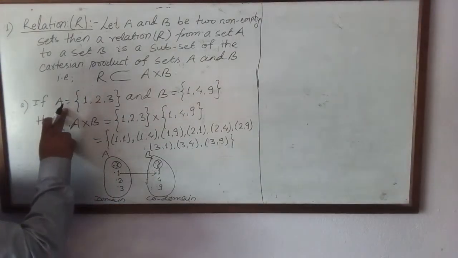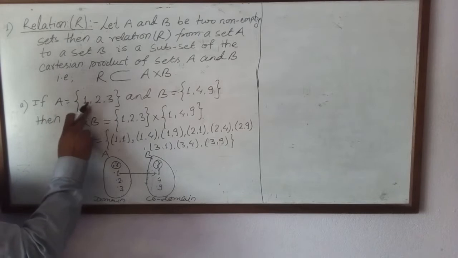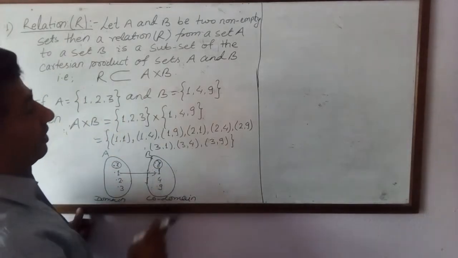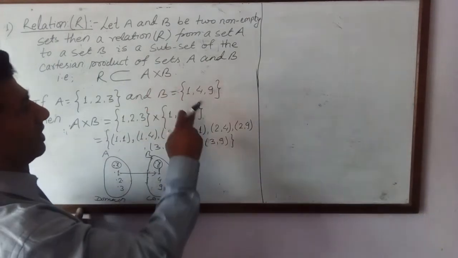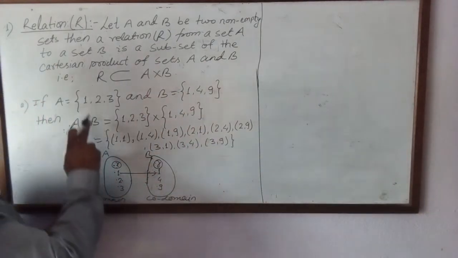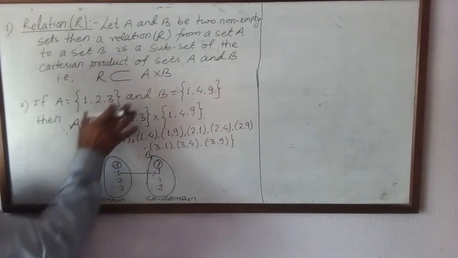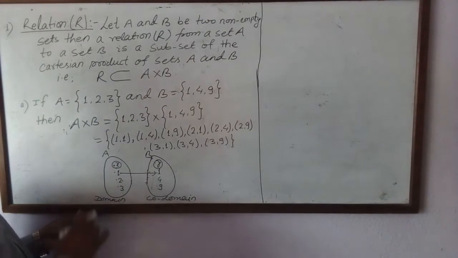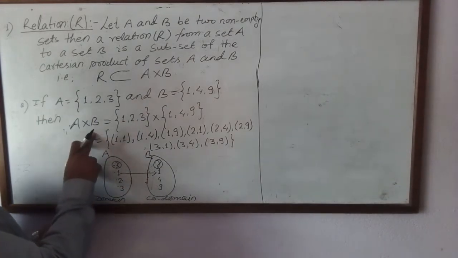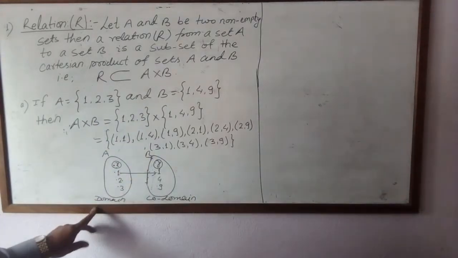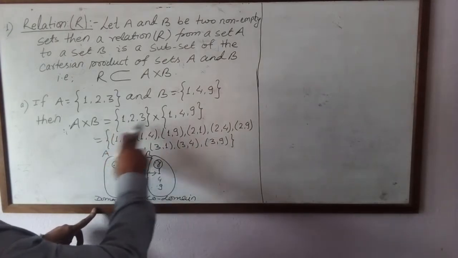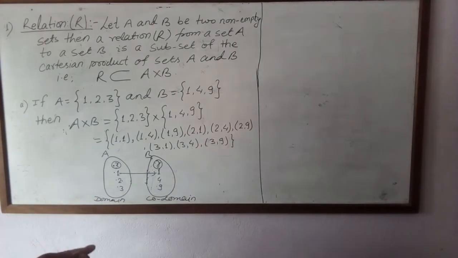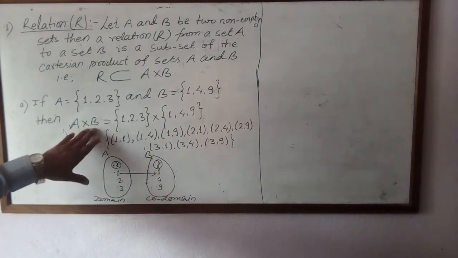Set A contains three elements 1, 2, 3, and another set B contains three elements 1, 4, 9. First of all, we have to find the cross product of sets A and B, that is A cross B. A cross B is also a set of ordered pairs. Now how to find A cross B?